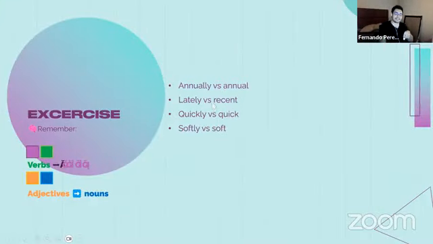Think about this, guys. If you want to practice your English thinking, you need to know the difference between annually versus annual, lately versus recent, quickly versus quick, and use it in the same idea. You can express the same information, but using different words.